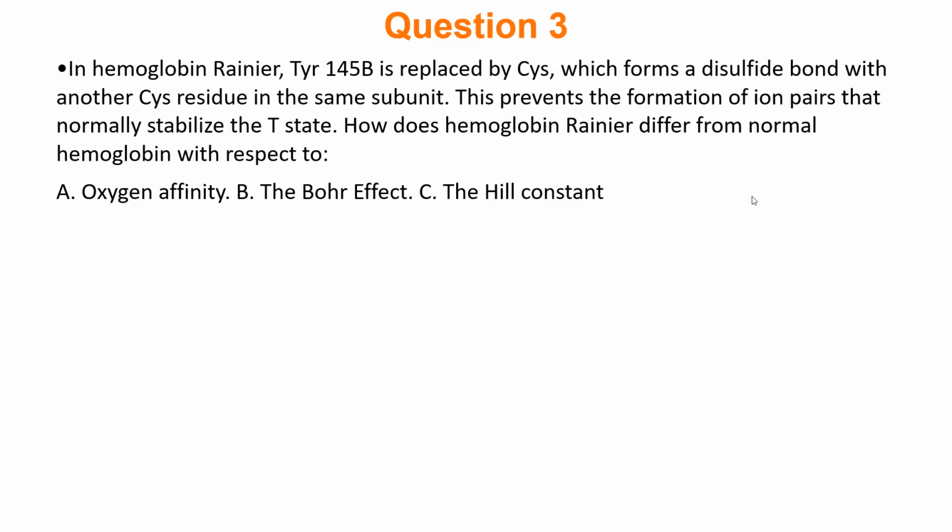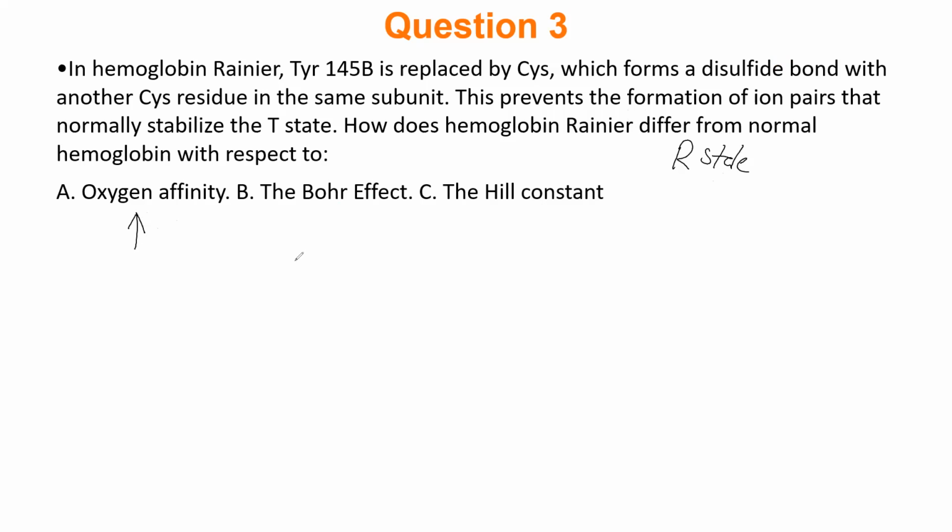So let's take a look at this. Seems like we're having a little bit of difficulty with these concepts, which is good to know so we can address it. All right, so Rainier prevents formation of the T state, so it's always in the R state. The R state wants to bind oxygen. So if you're always in the R state, well, oxygen affinity increases, right? Because I want to bind oxygen.